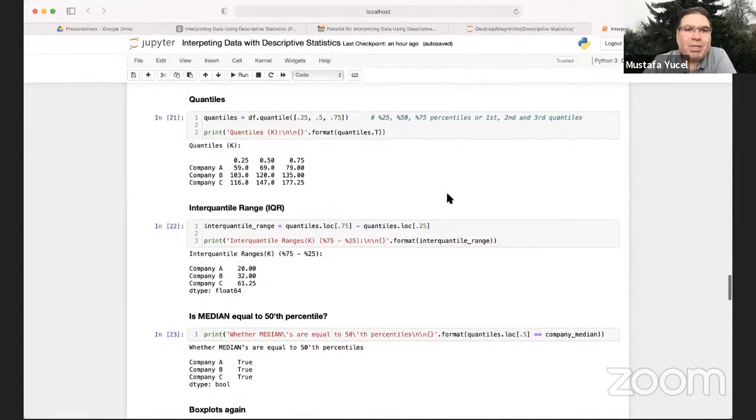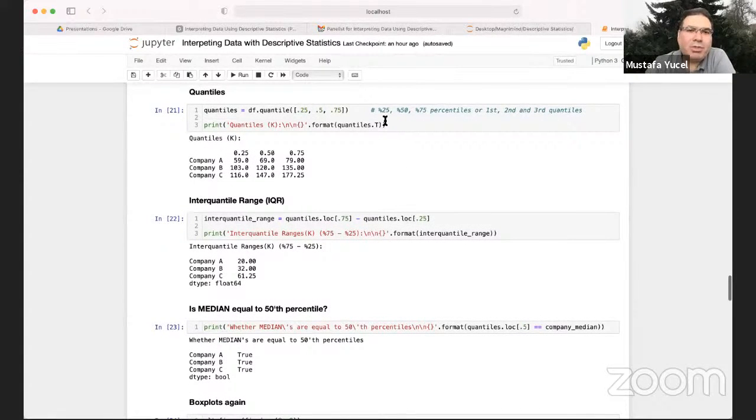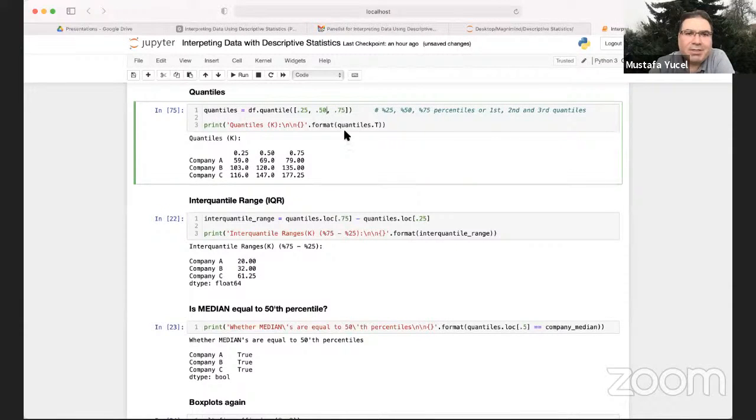Quantiles. Quantiles are the percentages, as you know. Here we calculate quantiles. What we need, first of all, the first quantile is the 25%. The second quantile is the 50%. This is, in fact, 50, but the same thing. This is 75% quantiles. And then data frame quantiles, we just submit an array here or list. With this list, we get 3 values for each company. These are the companies, and then this is the first quantile, second quantile, and the third quantile.